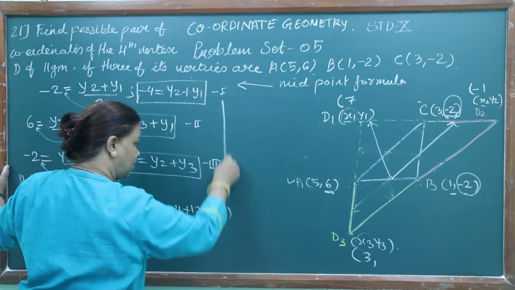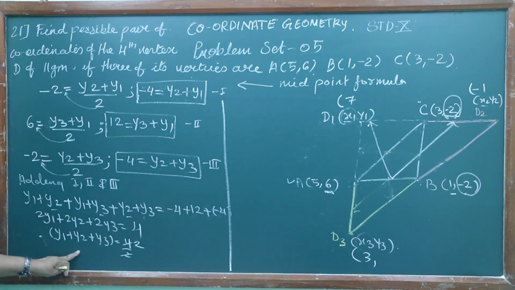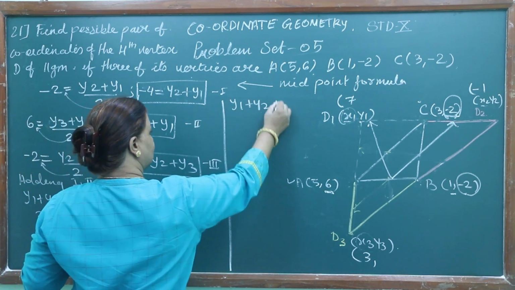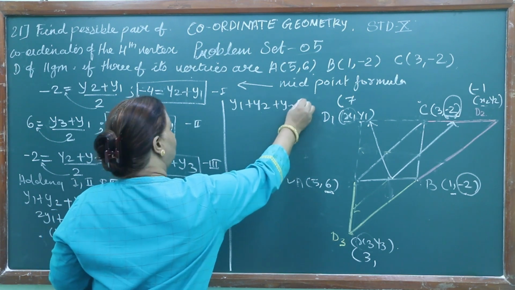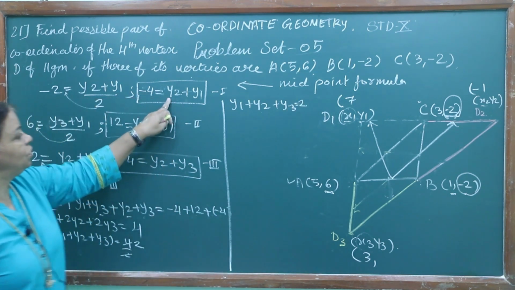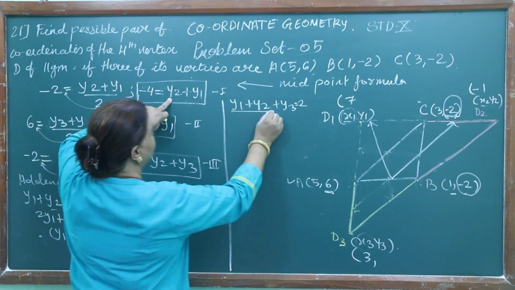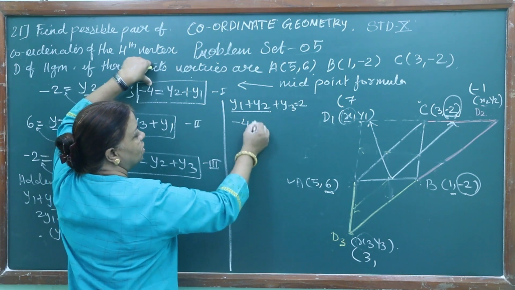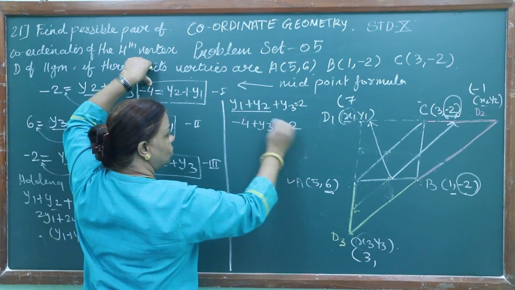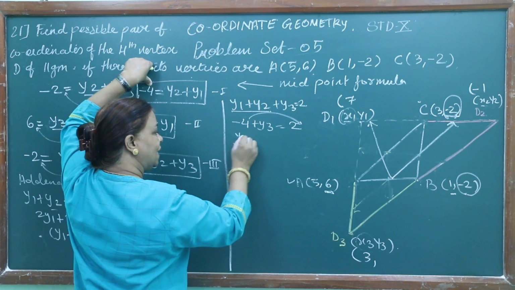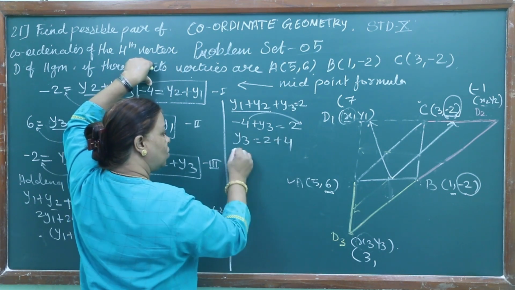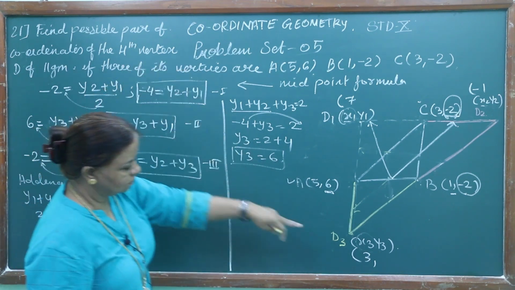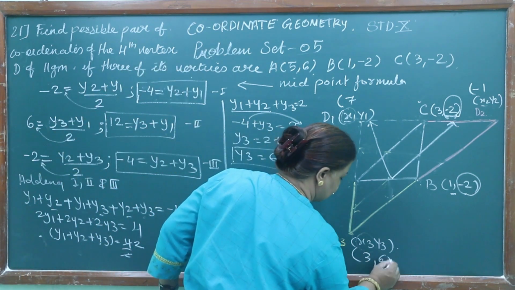So children, we can find out all the values by taking this equation. Let me take the equation here. y1 plus y2 plus y3 is equal to 2. So y2 plus y1, we have already got minus 4. This value we have to place here. So minus 4 plus y3 is equal to 2. Minus 4 will go here. So y3 is equal to 2 plus 4. So y3 is equal to 6. y3 is 6.